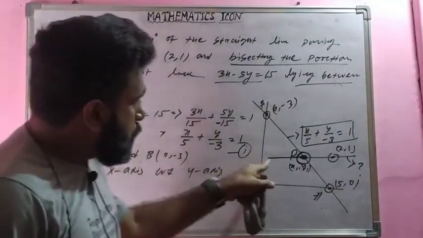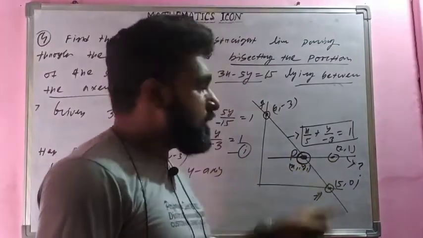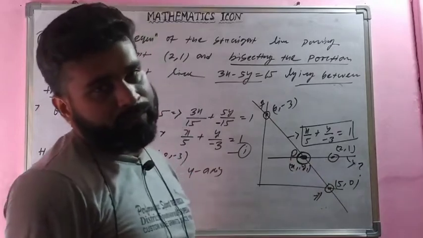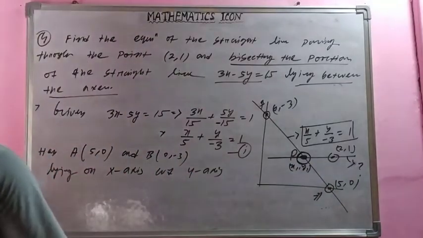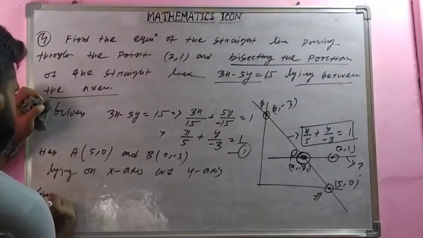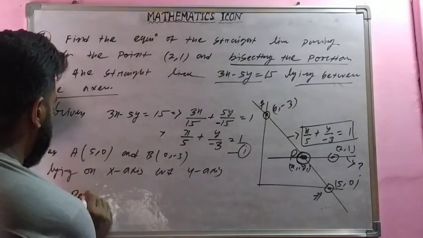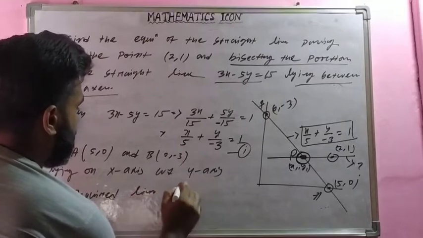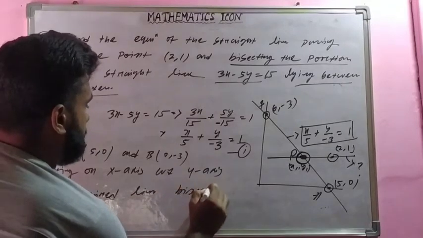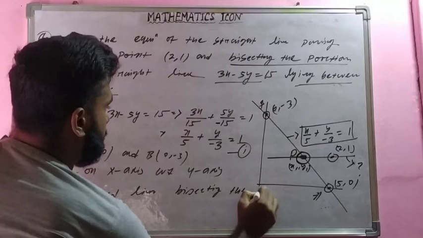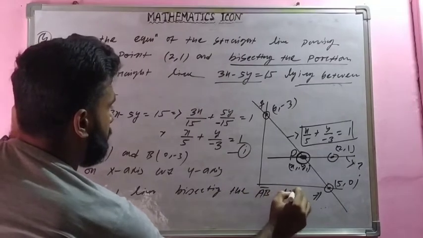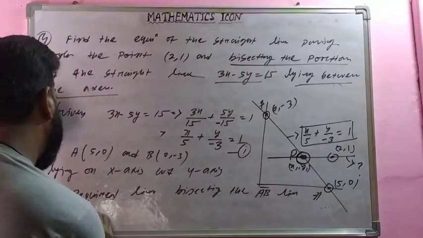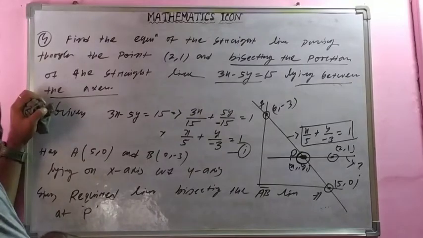ठीक है, now you need to find the equation of the straight line. ये स्ट्रेट लाइन के इक्वेशन आपको निकालना है. ओके, सो यहां पर देखो, since required line, मतलब जो लाइन हम लोग निकालने वाले हैं, required line bisecting the AB line at P point में bisect करता है.